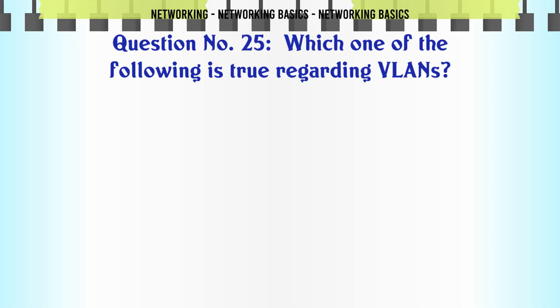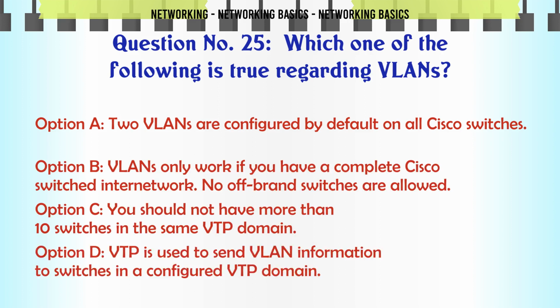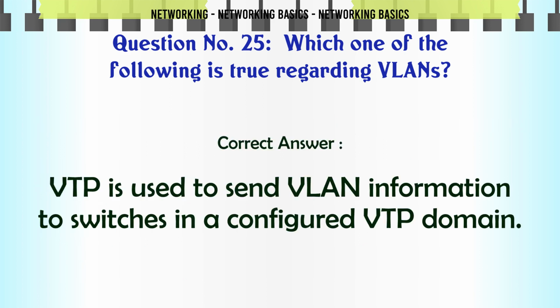Which one of the following is true regarding VLANs? A. 2 VLANs are configured by default on all Cisco switches. B. VLANs only work if you have a complete Cisco switched internetwork. No off-brand switches are allowed. C. You should not have more than 10 switches in the same VTP domain. D. VTP is used to send VLAN information to switches in a configured VTP domain. The correct answer is VTP is used to send VLAN information to switches in a configured VTP domain.